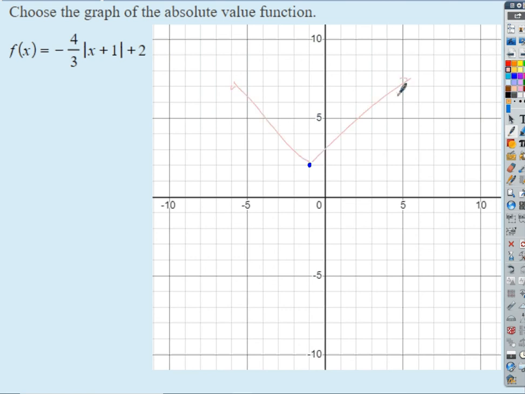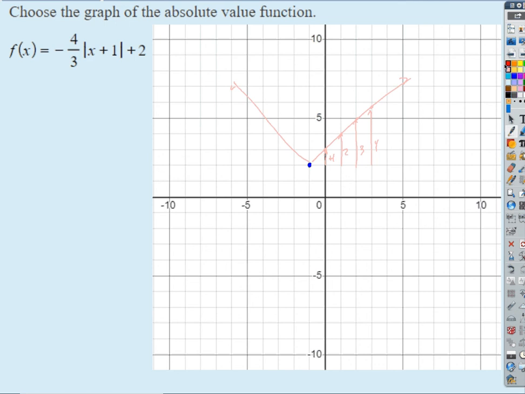I want you to decide what's the most convenient point for us to tweak on the parent graph. We could go over 1 and up 1. We could go over 2 and up 2, over 3 and up 3, over 4 and up 4. So we're going up 1, 2, 3, or 4. Which one of those would be most convenient to multiply by -4/3? 3, right? Because negative 4/3 times 3 would cancel the denominators, wouldn't it? I'd rather multiply by a number that's divisible by 3.